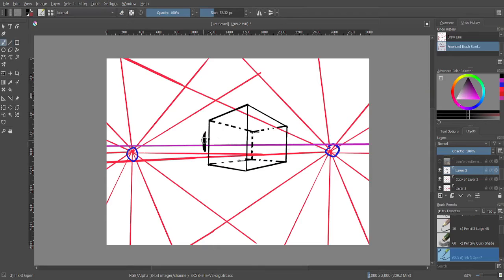So this vertical line and this are always parallel. Let's draw another shape. Let's draw one right here. Again, I'm following these lines.